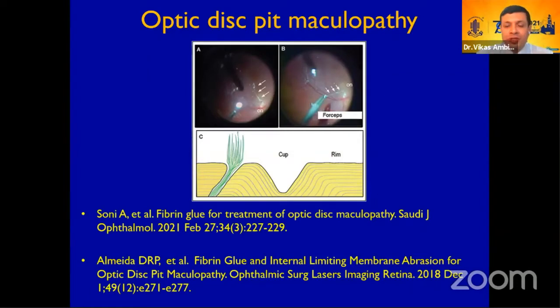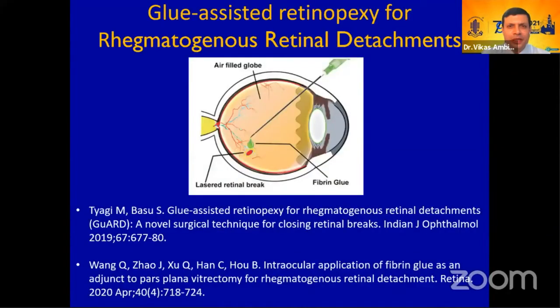We've also been using it to seal optic disc pits. Now, in optic disc pit maculopathy, we know that it's either the vitreous fluid or the CSF from the subarachnoid space seeping into the intraretinal tissue through the optic disc pit. So there are studies where they've sealed the optic disc pit with fibrin glue and with the ILM and with insertion of intravitreal gas, and it's shown promising results. This is one of the latest uses of fibrin glue they've come up with.